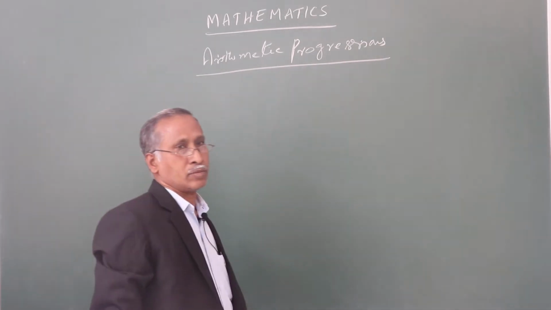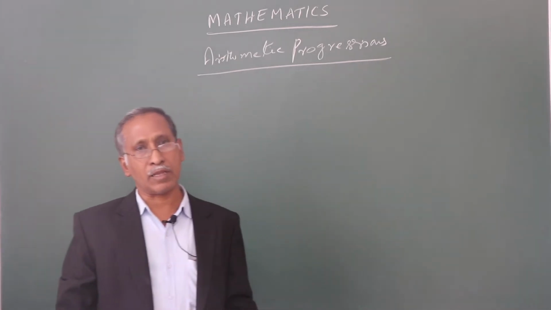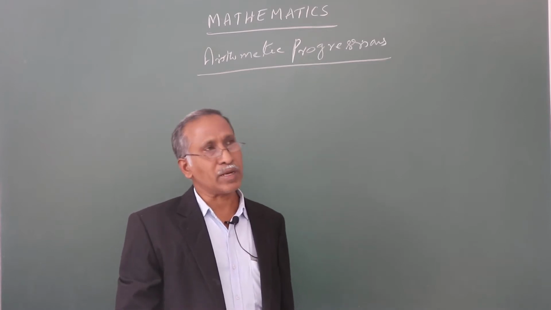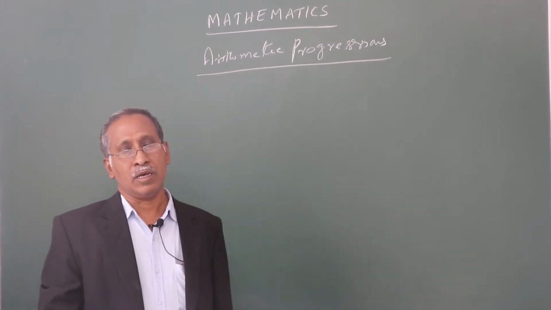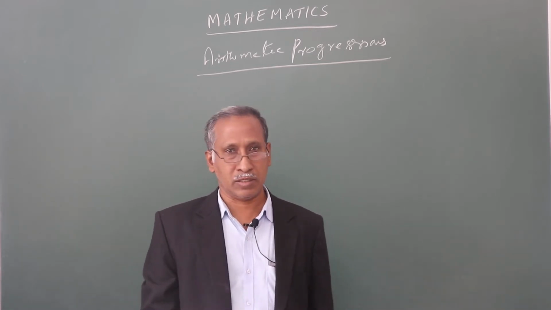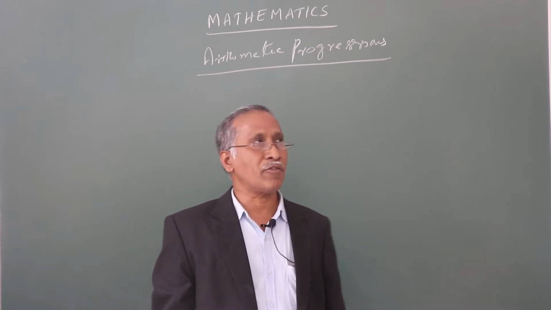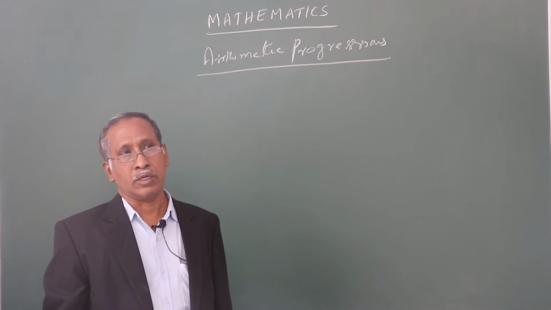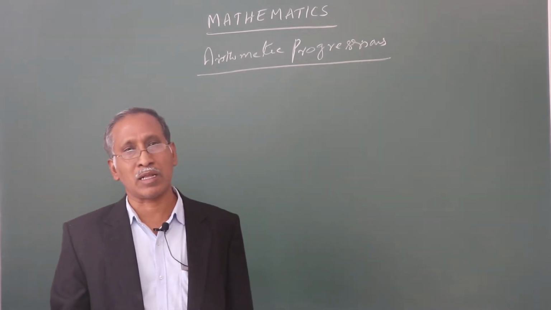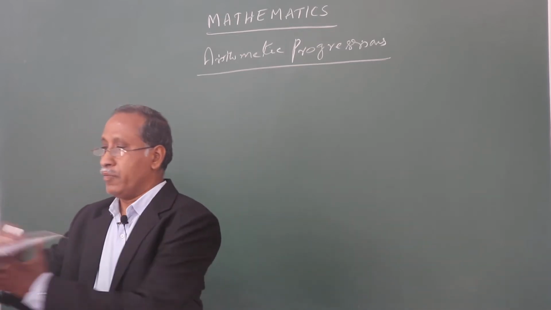As you know, a sequence is a set of numbers arranged according to some rule, as we discussed yesterday. And an arithmetic sequence is a sequence in which the difference between any two consecutive terms is constant. Then we learned the formula: the nth term of an AP, an equals a plus n minus 1 into d. Based on that, let us work out some more sums in this session.